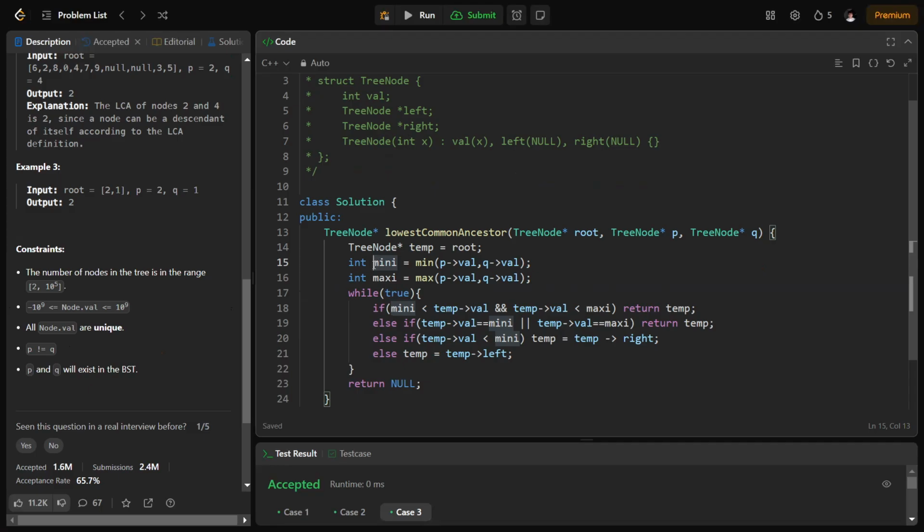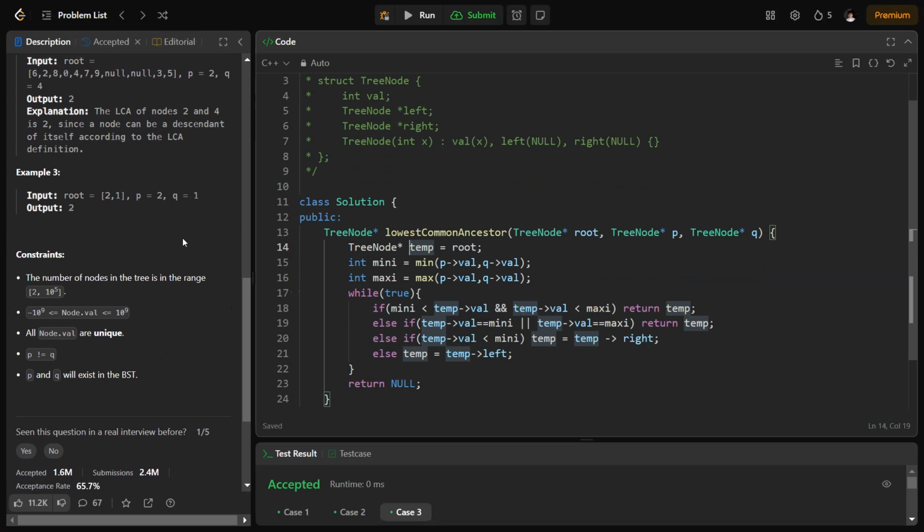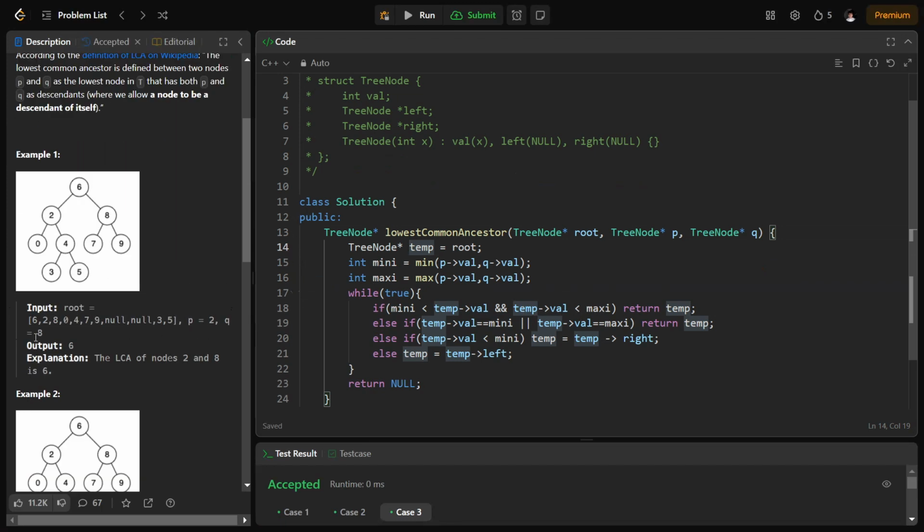Now I find the minimum value between P and Q and the maximum value between them. Then, while true, I check if mini is less than temp val and maxi is greater than temp val. That means the nodes we are trying to find are in the opposite subtrees, so we are at the least common ancestor. So we return this.